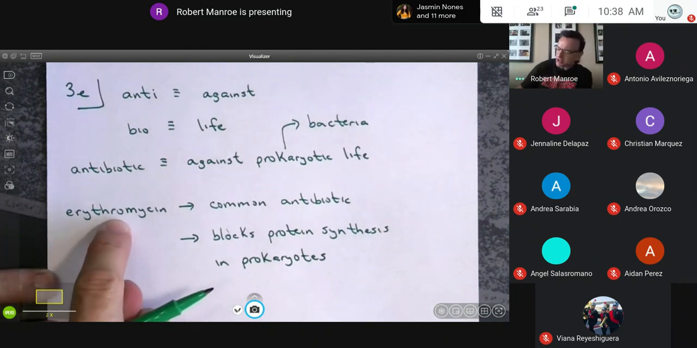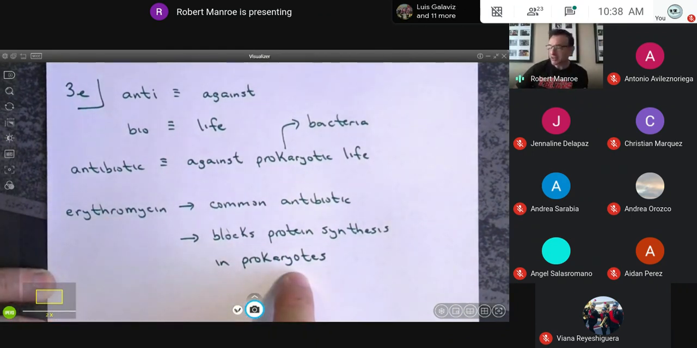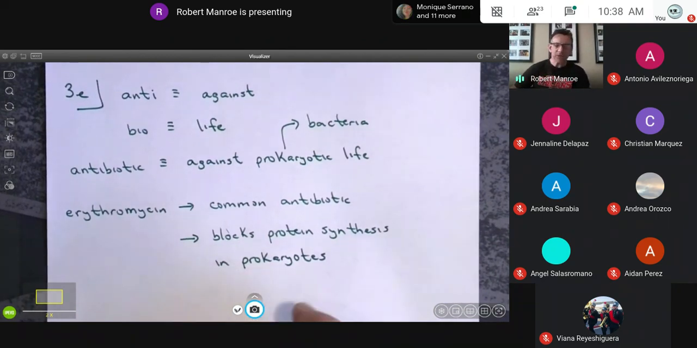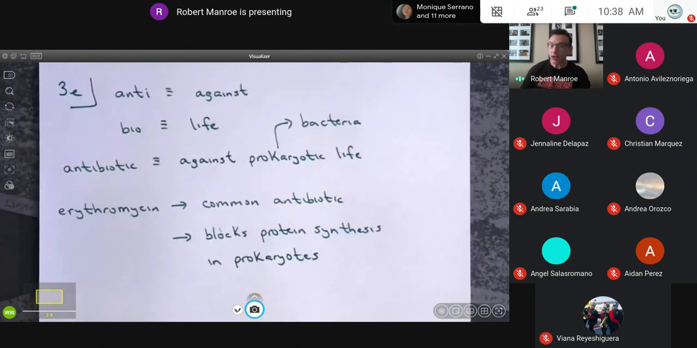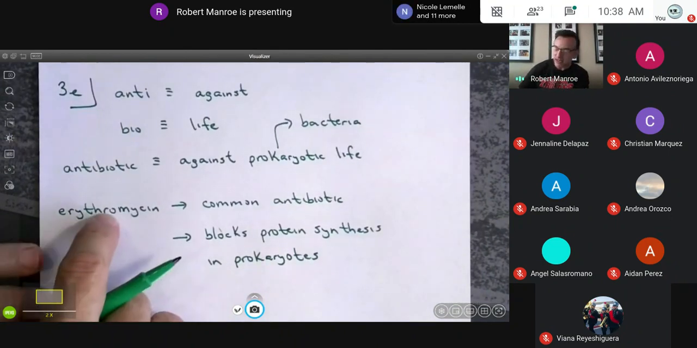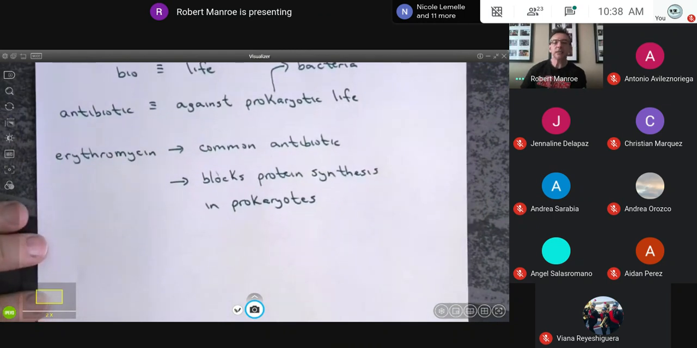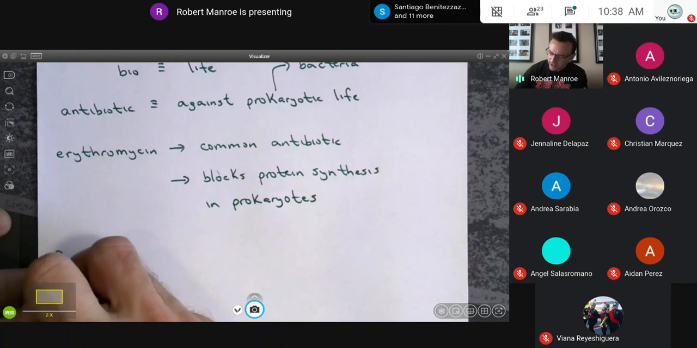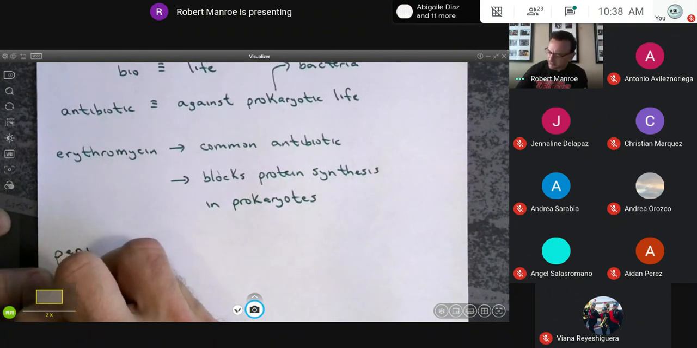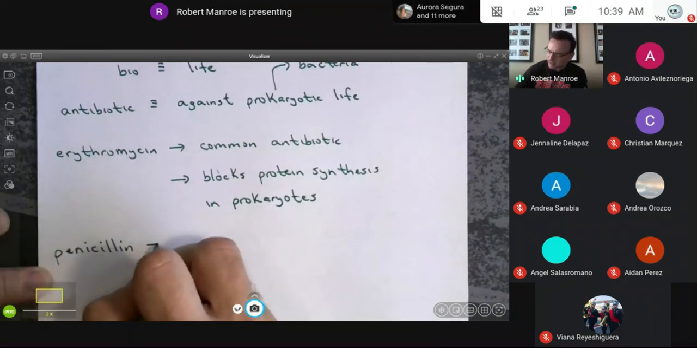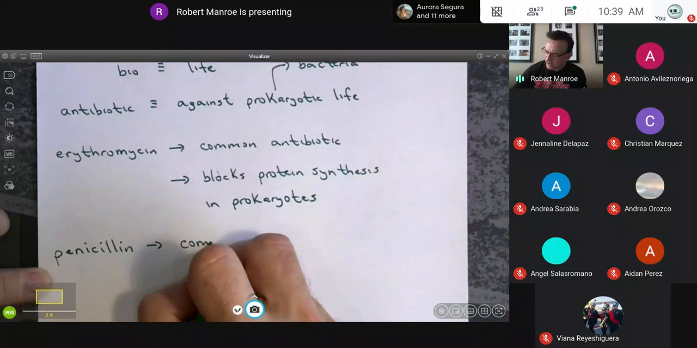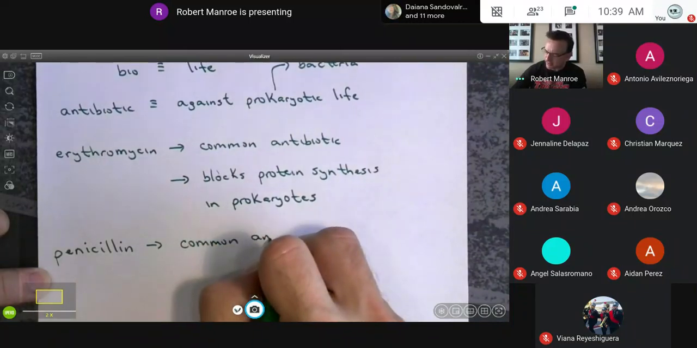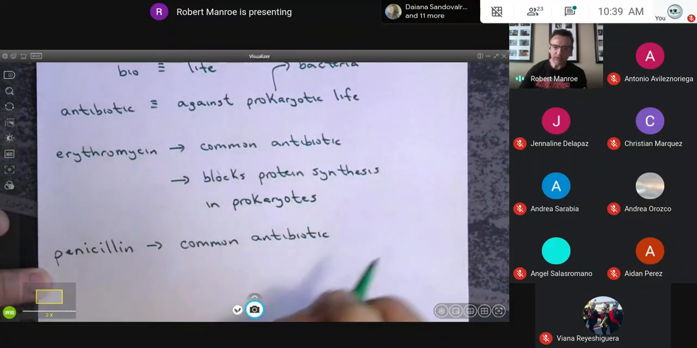All right. So the antibiotic disrupts the biochemistry of the bacteria. But do viruses have a biochemistry? Do they have organelles? No. So are antibiotics effective against viruses? No. Okay. All we can do with viruses is treat the symptoms. So penicillin. Penicillin comes out in the 1940s. Extremely common antibiotic.